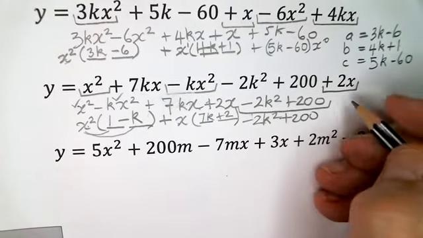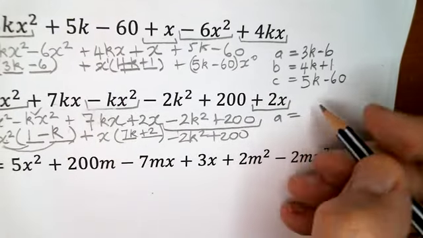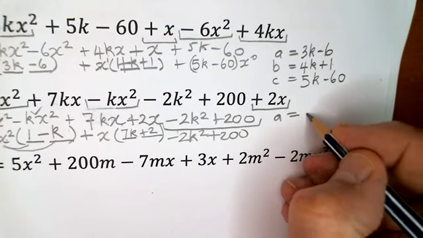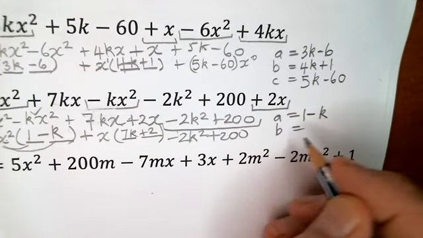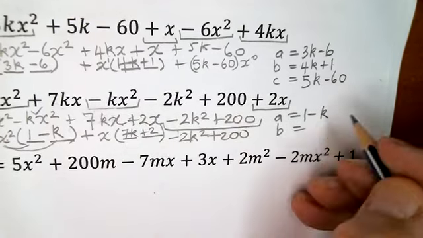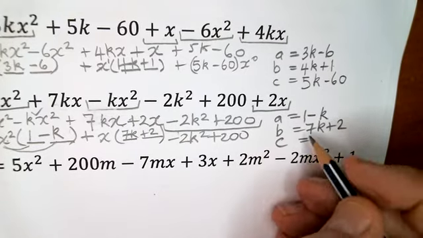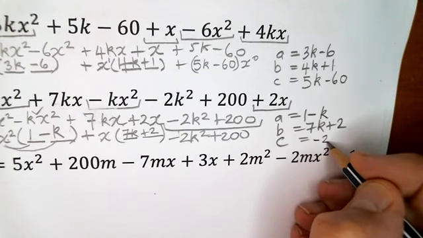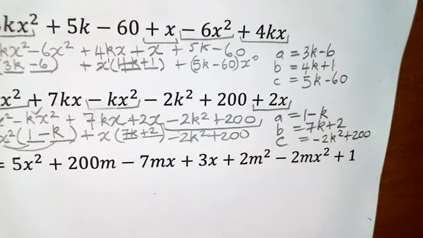So now I've got my a, b, and c, so I can say a now is equal to 1 minus k, or you could say, of course, negative k plus 1, but I'm just going to be more succinct, 1 minus k. B is equal to 7k plus 2, and c is negative 2k squared plus 200.